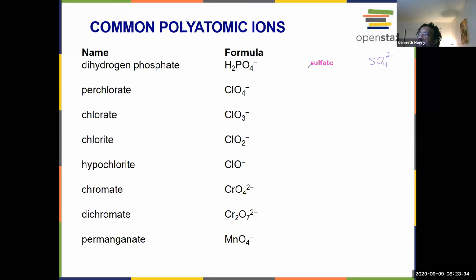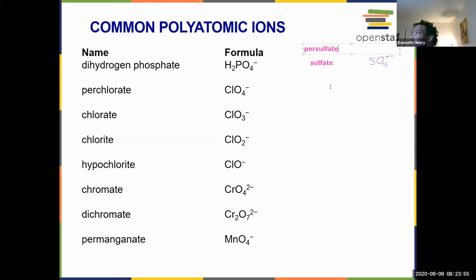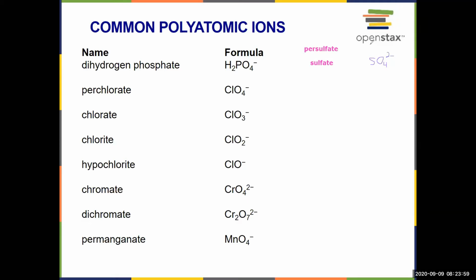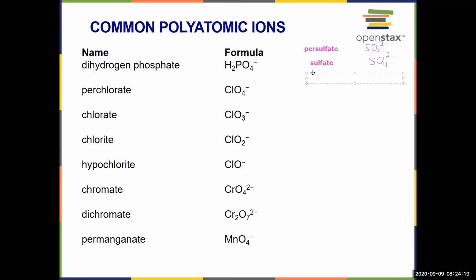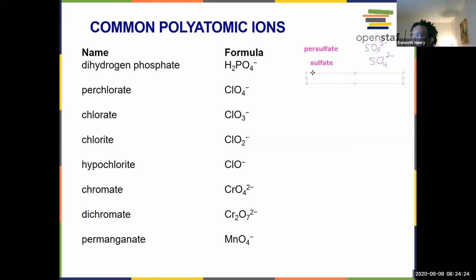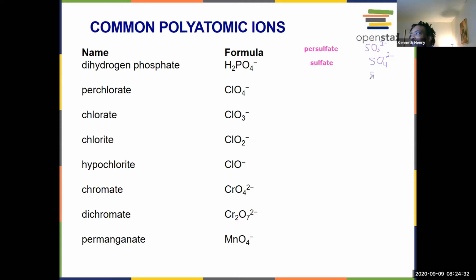So what would be the one that has an additional oxygen added on it, and how would I write that chemical structure? What would that be called? Persulfate. And its chemical formula? SO5 2 minus. Okay, what about the one that has one less oxygen than sulfate? Would it be SO3 2 minus? What would it be called? Hyposulfate? No, not hypo. It would be called sulfite.